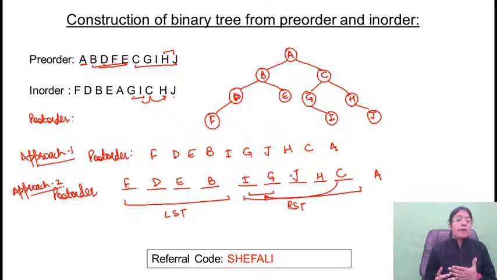Same concept we have to apply on the post order and the in order. In the pre-order, first node is giving you the root element, and in the post order, last element will be giving you the root element. Yes? Any doubt?